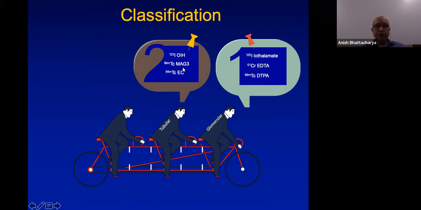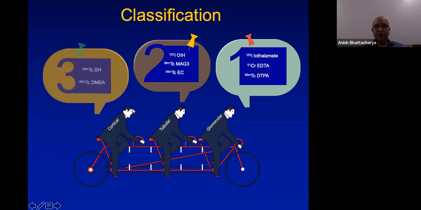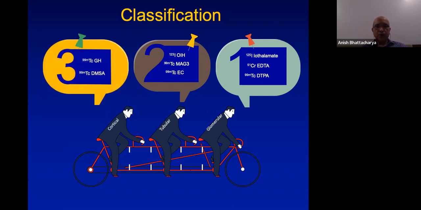MAG3 is an imported kit. EC is available from India itself. It's produced by the Board of Radiation and Isotope Technology, that is our own BRIT. And then you have the cortical agents like DMSA and GHA. So what are these used for?